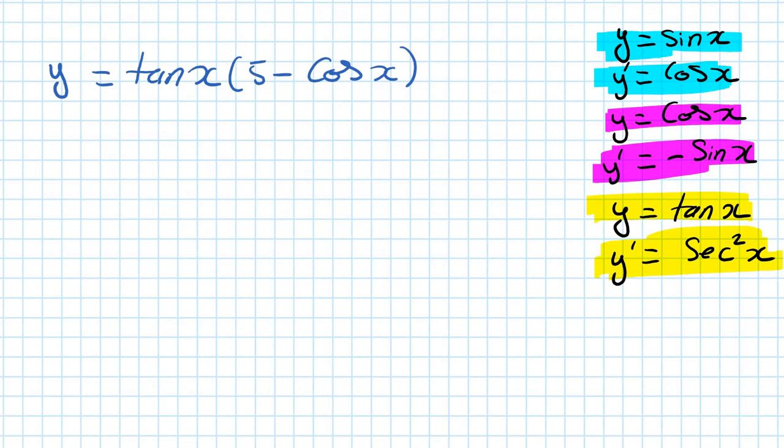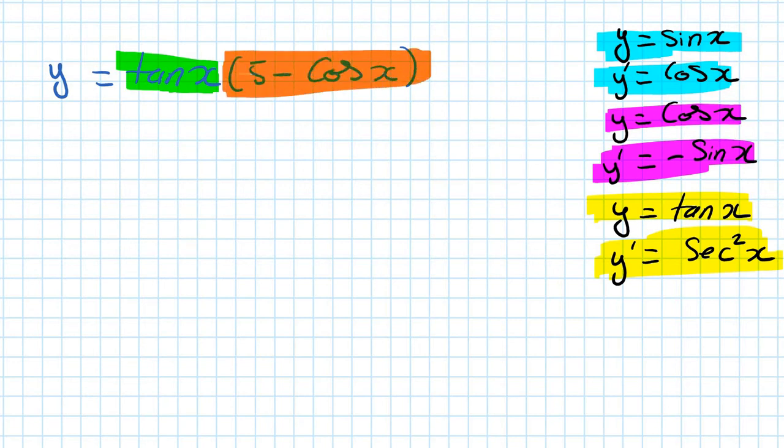Differentiate y equals 10x times 5 minus cos x, right? So same thing, product rule. I'm going to derive the first function, that is 10x, and times the second function, which is 5 minus cos x. So I differentiate 10x times the second function plus differentiate 5 minus cos x times 10x. That's the rule, the product rule.